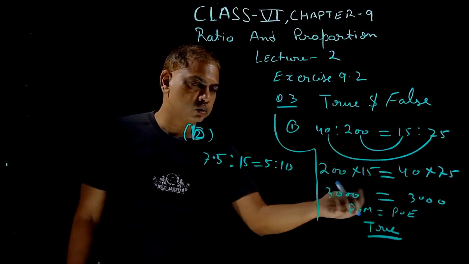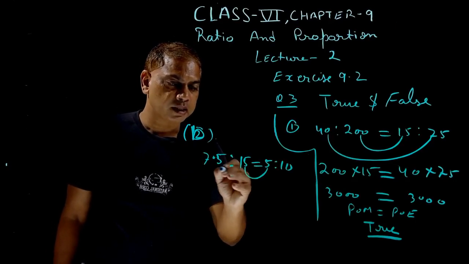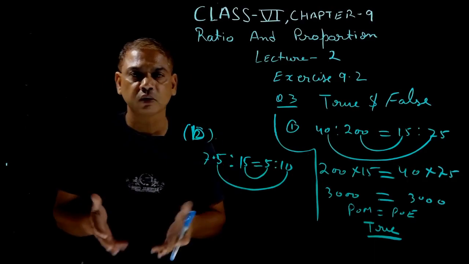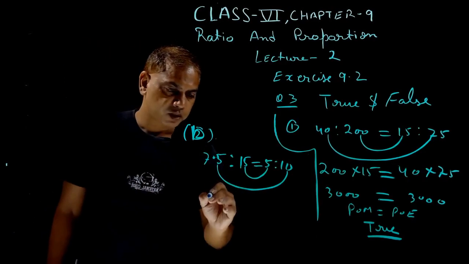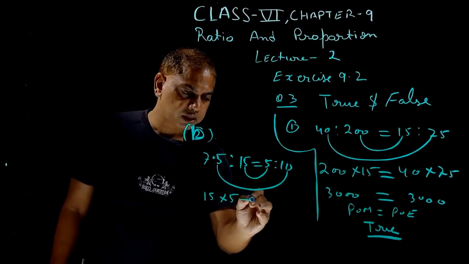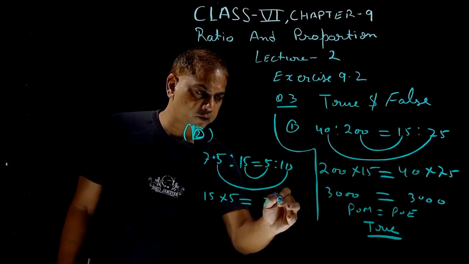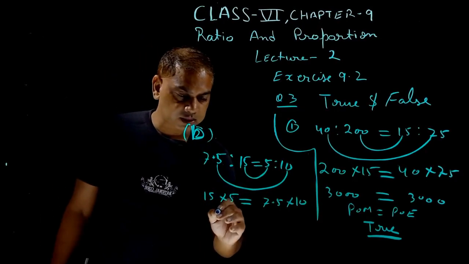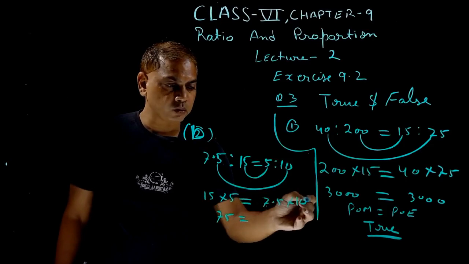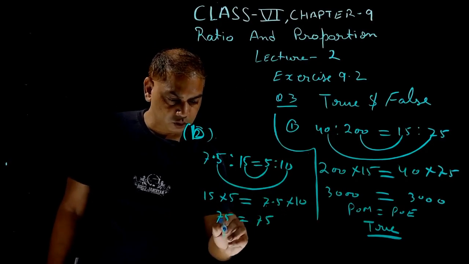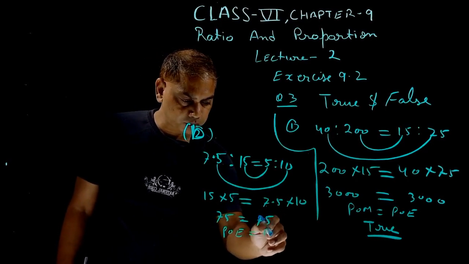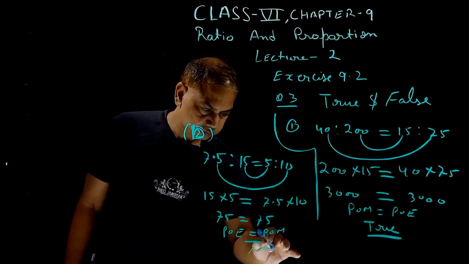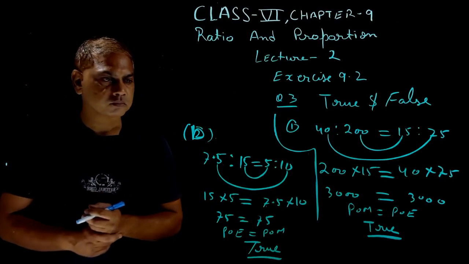Again we will use the same formula. Product of means is equal to product of extremes. If it is equal, then we can say that the given statement is true, otherwise it is false. Now 15 into 5 is equal to 7.5 into 10. 15 fives are how much? 15 fives are 75, and 7.5 into 10 is again 75. So POE is equal to POM. Your statement is true. Okay, good.